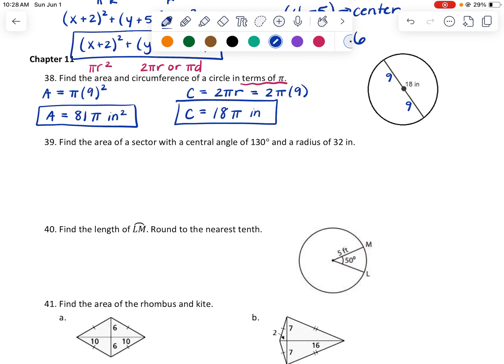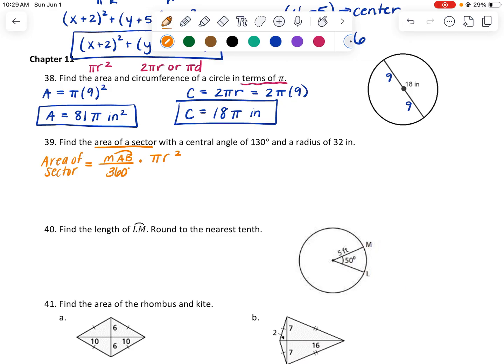Find the area of a sector with the central angle of 130 degrees and the radius of 32. Okay, so if you need to draw a picture, you can, but when we do arc length, or area of a sector, we're going to do the area of a sector equation, and again, that's on your equation sheet. So area of a sector is equal to the measure of the arc, we call it AB in our equation, over 360 degrees times pi r squared.